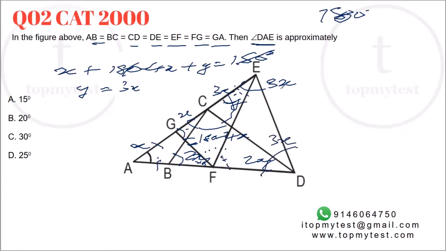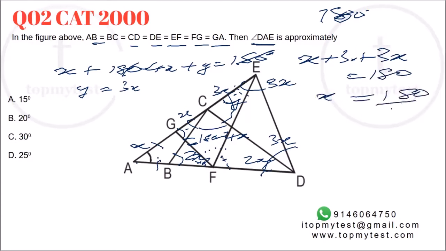Right. Now what do I know? I know in the large triangle AED all the three internal angles in terms of X will be X, 3X and 3X, which means X plus 3X plus 3X equals 180, so X should be equal to 180 by 7. How much is 180 by 7? That's 25 point something. Option D will be your correct choice. Beautiful question from CAT 2000.